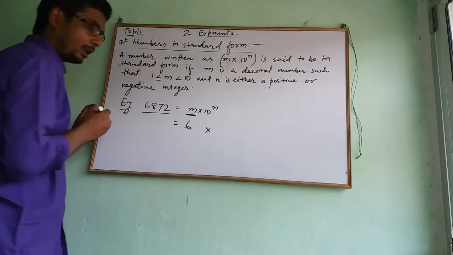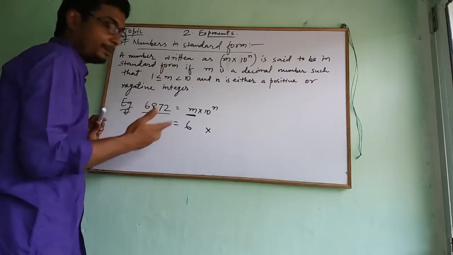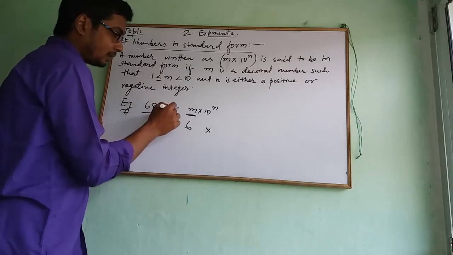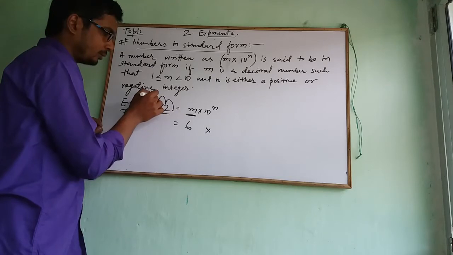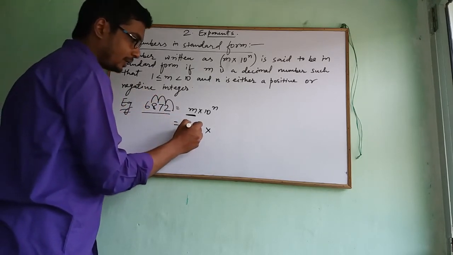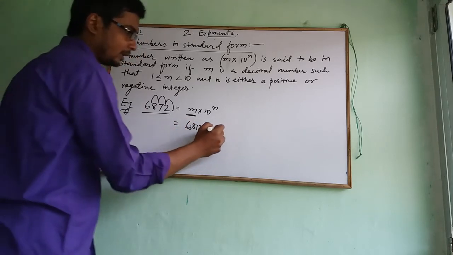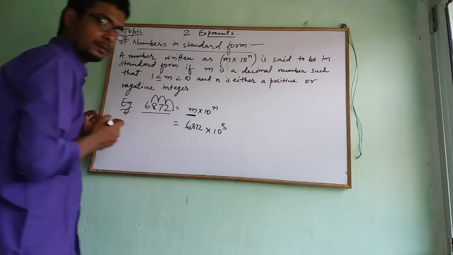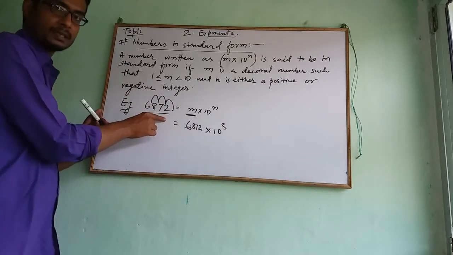Now if I am taking 6, how many places am I shifting the decimal? The decimal is here, so I am shifting 1, 2, 3. 3 places I am shifting the decimal. So I will write 6.872 into 10 to the power 3. So this is the standard form of this number 6872.